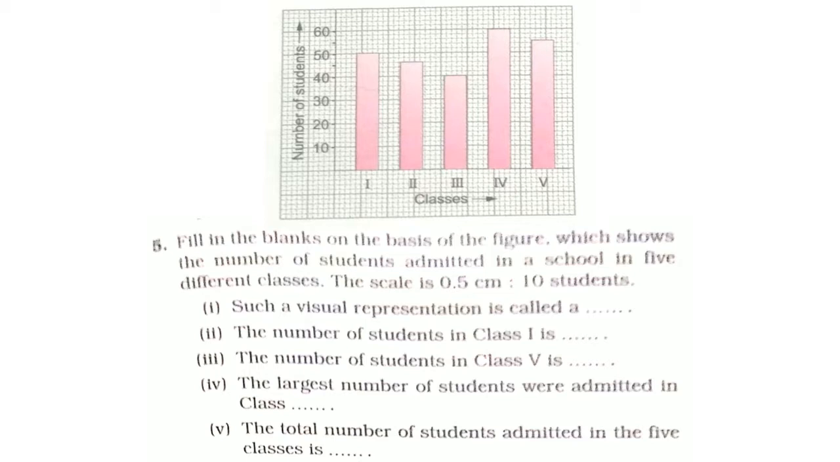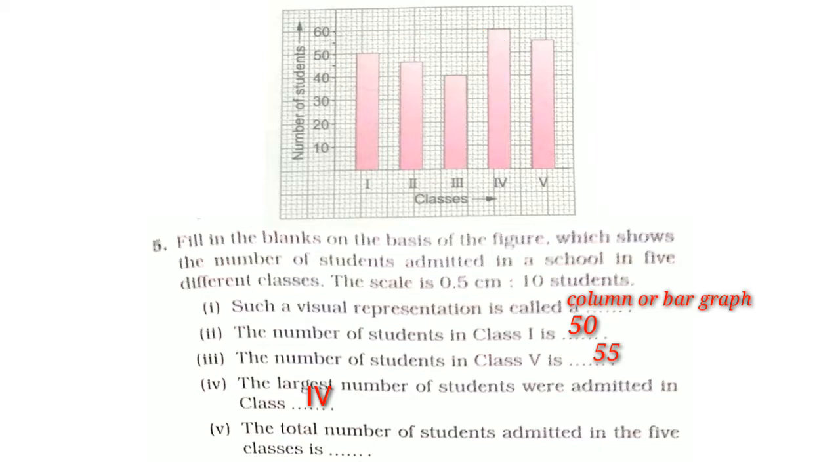Such a visual representation is called a column graph or bar graph. Question 2. The number of students in class 1 is 50. The number of students in class 5 is 55. The largest number of students were admitted in class 4. You can see the height.